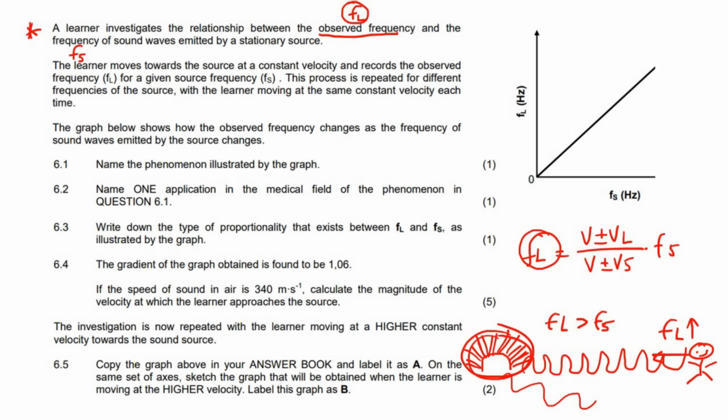It says, name the phenomenon illustrated by the graph. Whenever they ask these questions, name the phenomenon or what is being described here, this is all considered to be the Doppler effect. This question says, name one application in the medical field. Sometimes they will ask this, but it'll never count a lot of marks. This one only counts 1 mark.